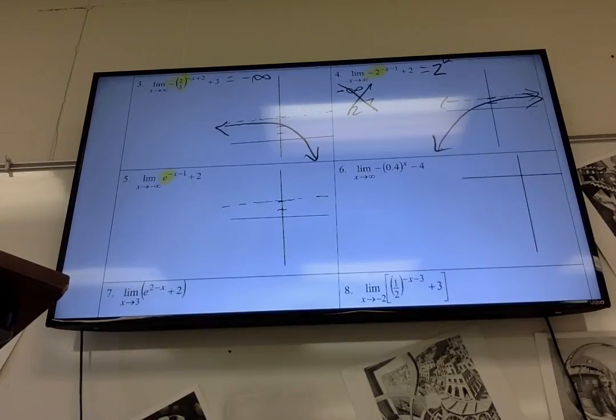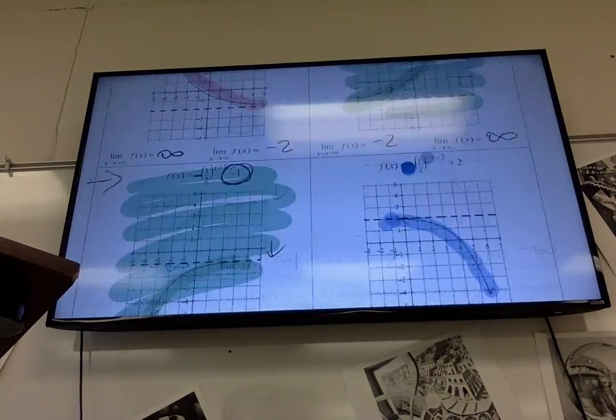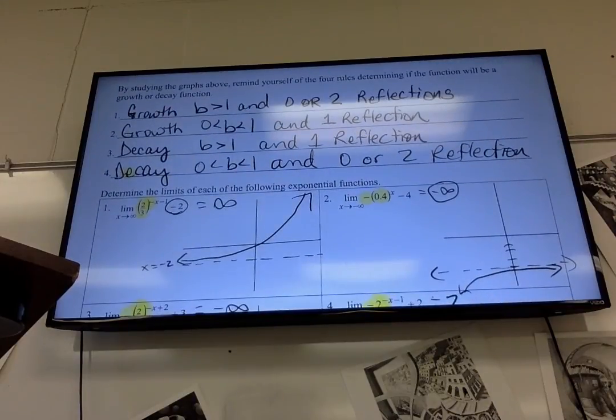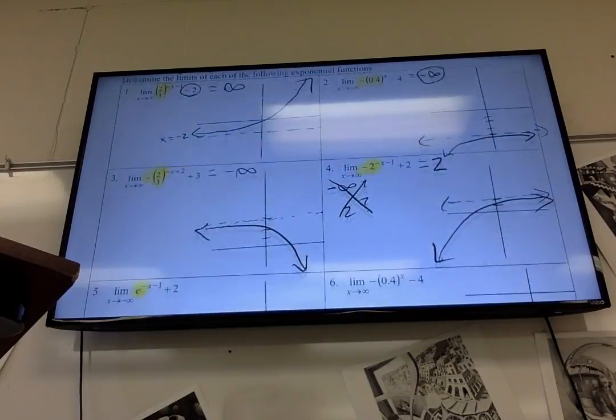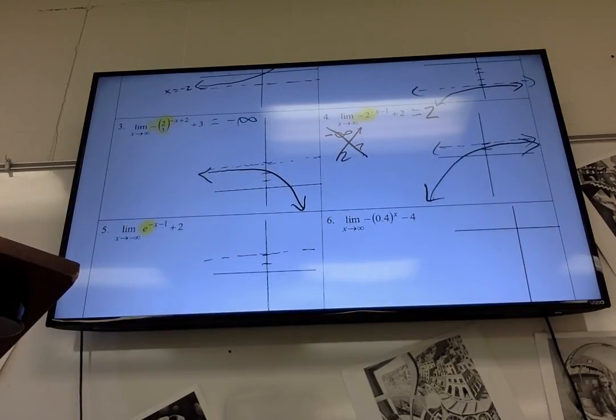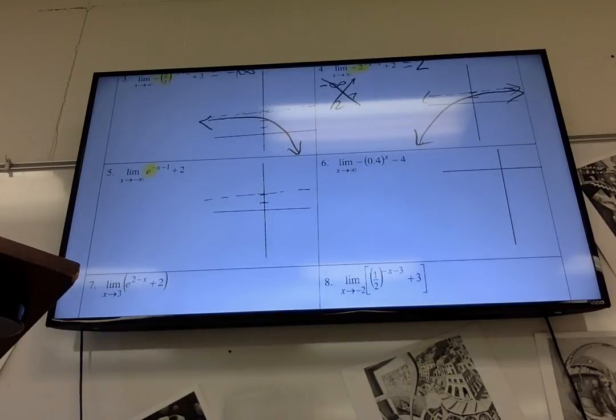I know e is a number that's bigger than 1. And how many reflections do I have? 1. So, oops, I went too far. Bigger than 1 and 1 reflection, so is that growth or decay? Decay. So it's got to start up high and go low. There's not a negative in front of e, so it's going to have to go this way.